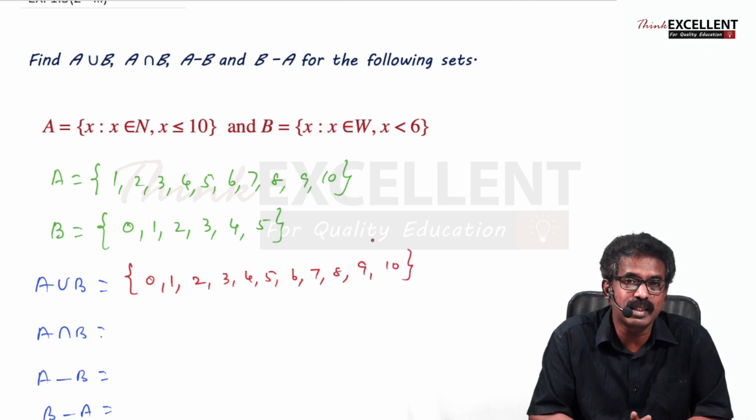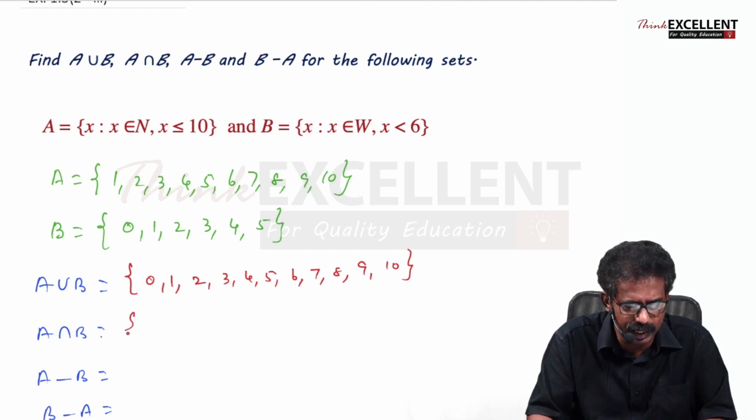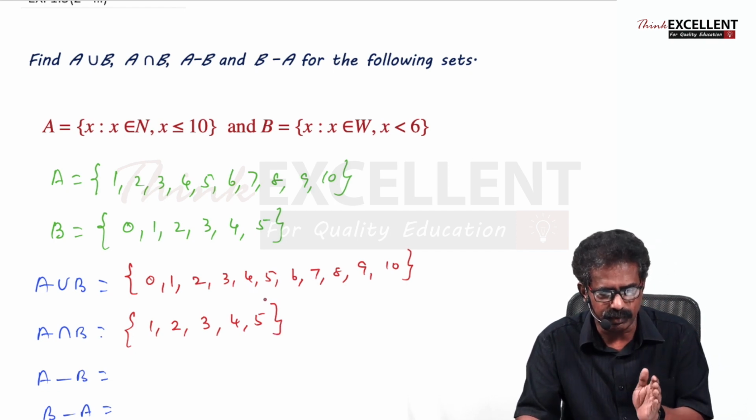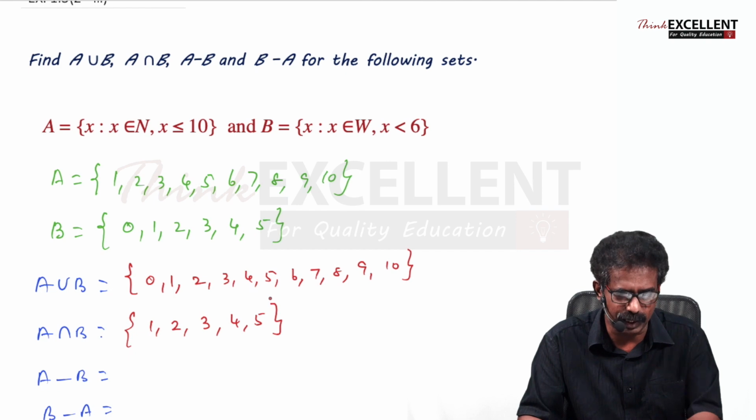A intersection B, what is A intersection B? Common for both A and B. What are the elements common for A and B? 1 is common, 2 is common, 3 is common, 4 is common, 5 is common. 0 is not common. The remaining elements are not in B. 6, 7, 8 and all in A but not in B, right?